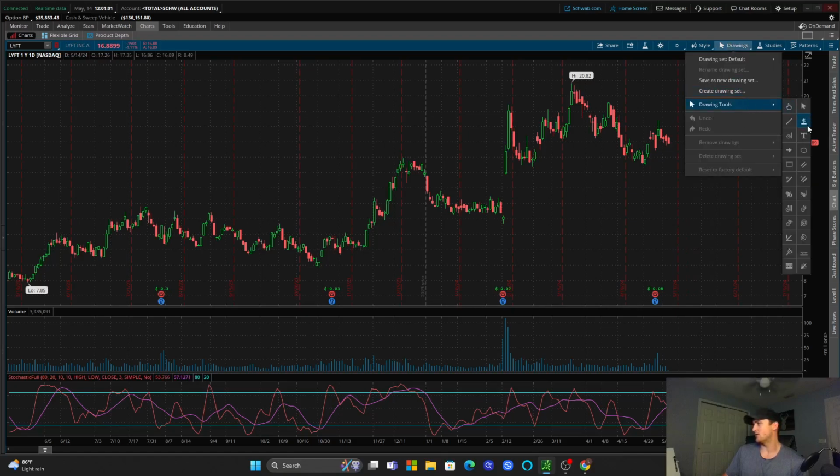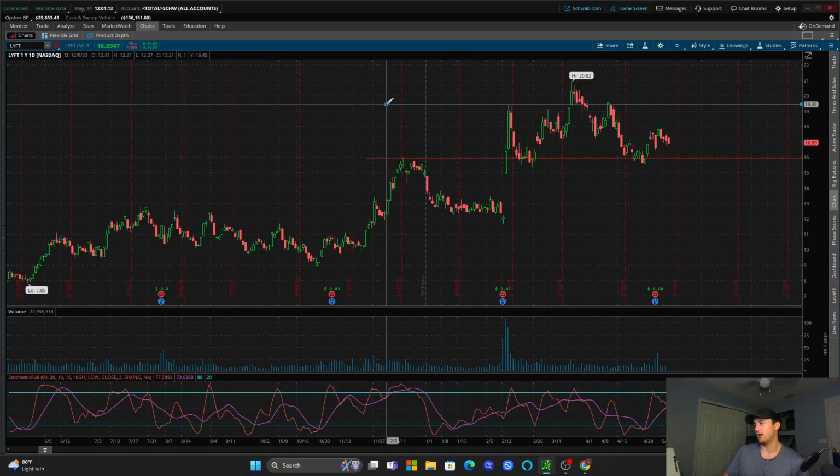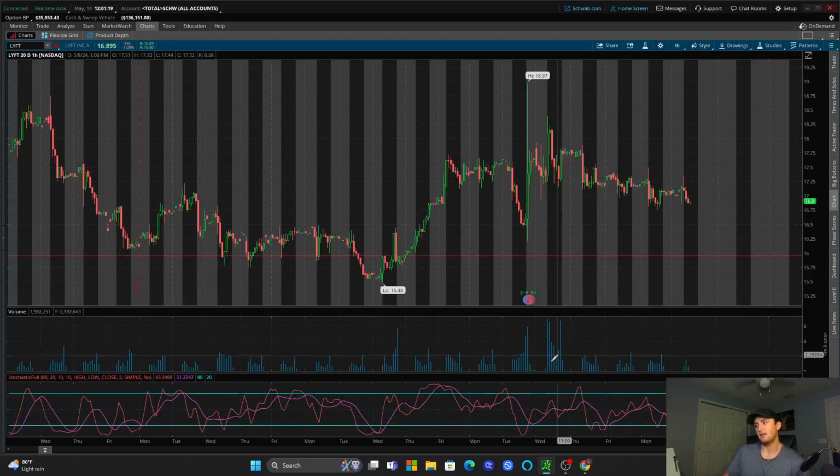So, drawing tools. Drawing that line there, that's a rough estimate on the support zone. The resistance zone looks like we're probably right here. I would argue we're here. So we have a channel that we're trading in. Now we want to see how this stock reacted based on the oscillator.